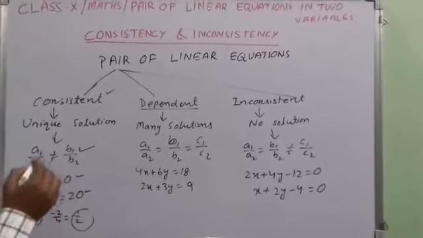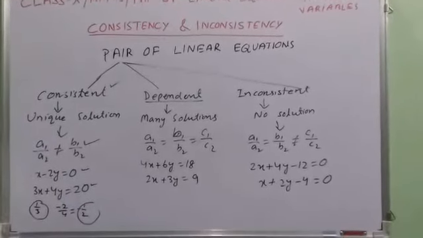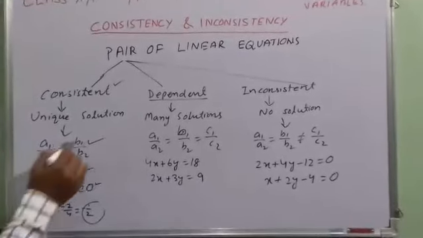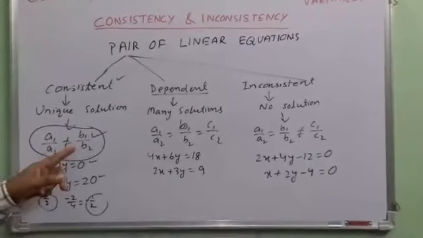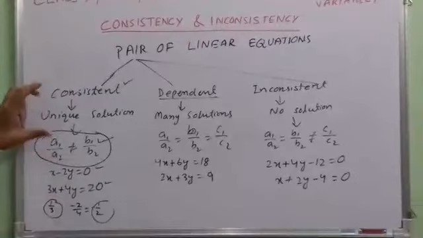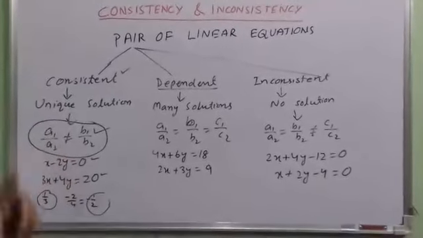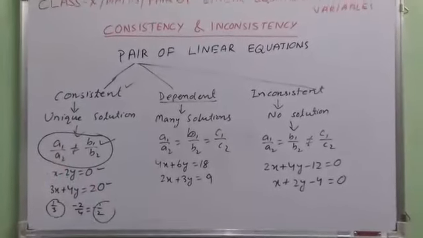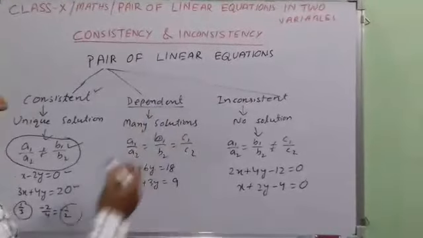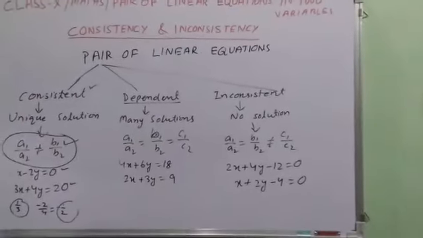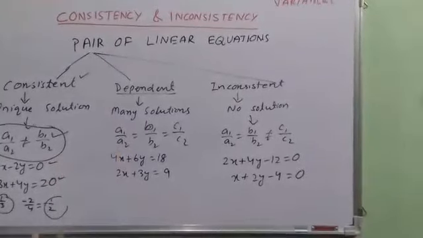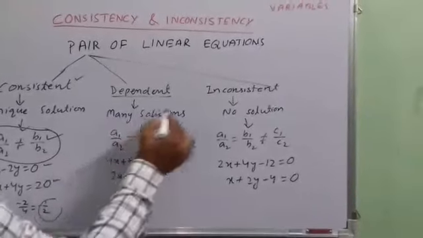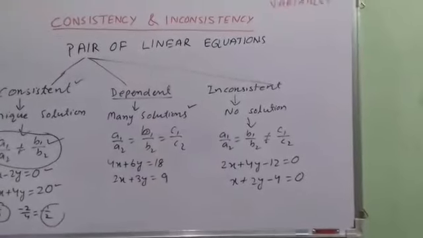Okay, to verify whether there will be a unique solution or not, we have to see this one. If a1 by a2 is not equal to b1 by b2, then we can say that the equations are consistent and they will give us a unique solution. Now the second one, that is dependent equations. Here we have to remember that these are also consistent equations and they have many solutions.